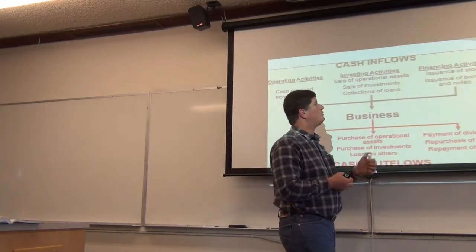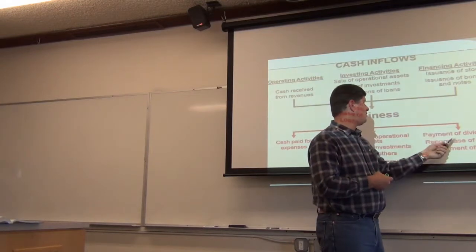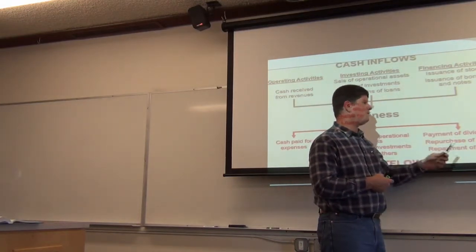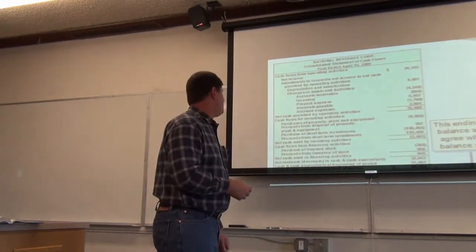And financing, the big ones, like I said, issuance of stock and bonds is a source of cash. Paying dividends is a use, repurchasing of stock, treasury stock, and paying off debt. Okay? Real quick. All right.